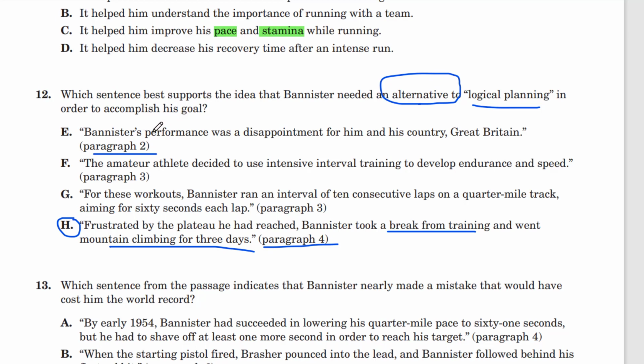E, Bannister's performance was a disappointment for him and his country, Great Britain. No, that's the Olympics. That was before he started training for interval training. So wrong part of the passage, mixing up ideas. Again, a typical wrong answer choice.